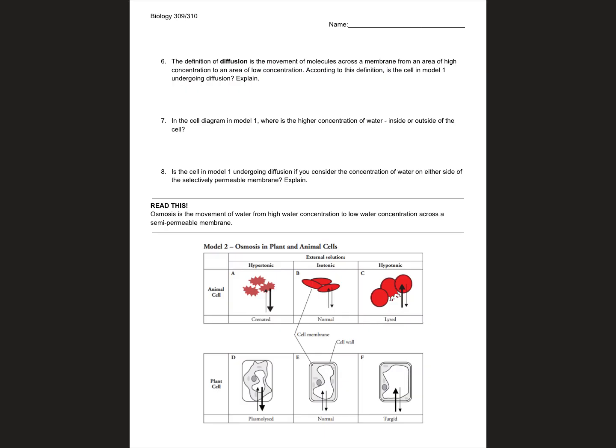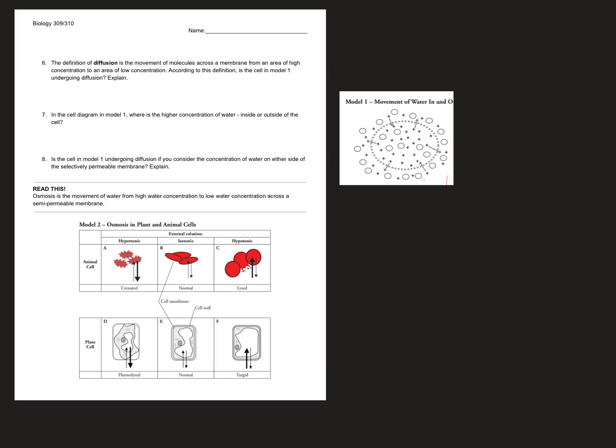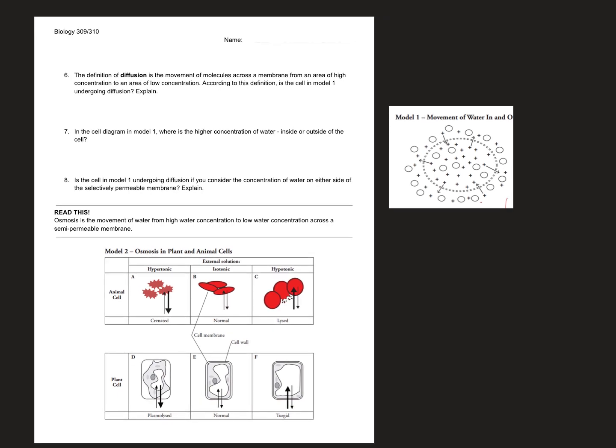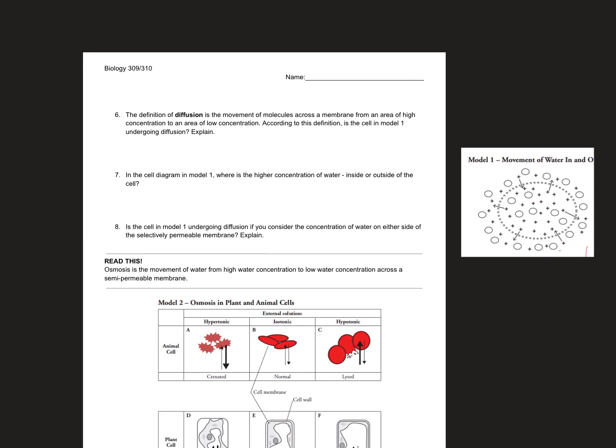The definition of diffusion is the movement of water molecules across the membrane from an area of high concentration to low concentration. According to this definition, is the model cell in Model 1 undergoing diffusion? So is this diffusion happening? Well, the answer is yes and no, because it's not the solute that's moving, it's the solvent. And let's be clear, water is diffusing, moving from its high to its low.